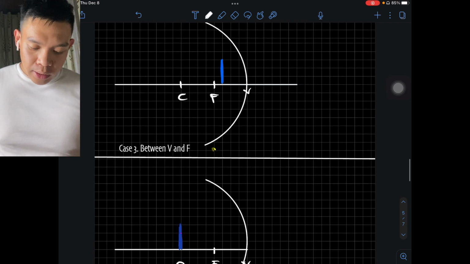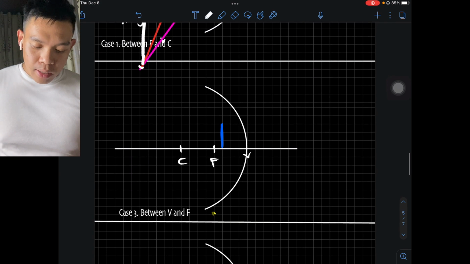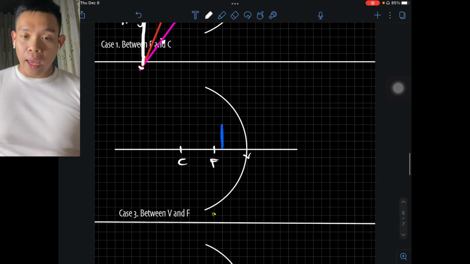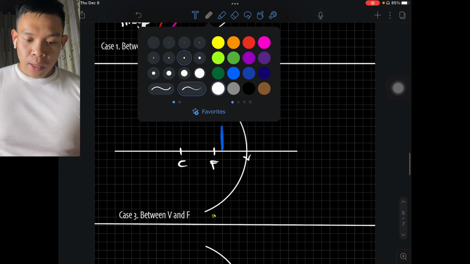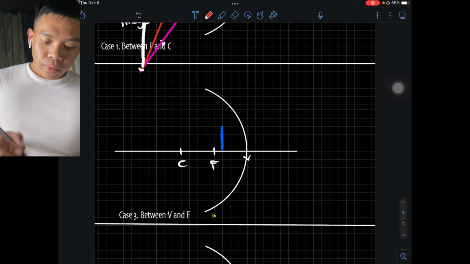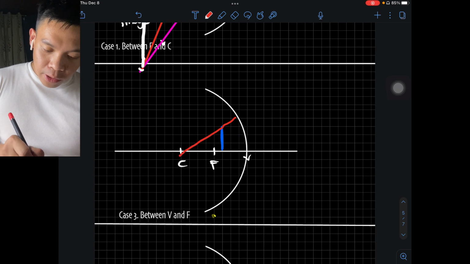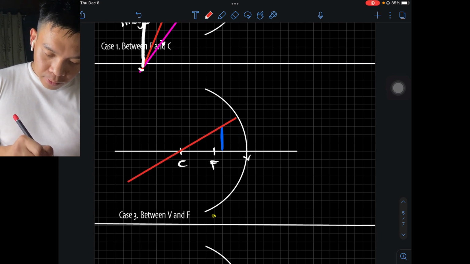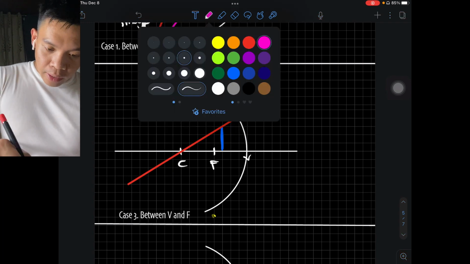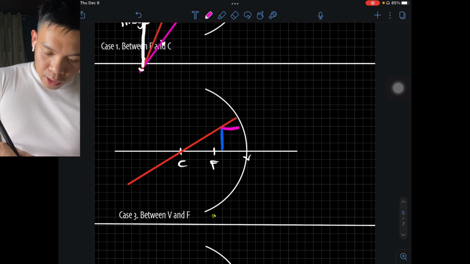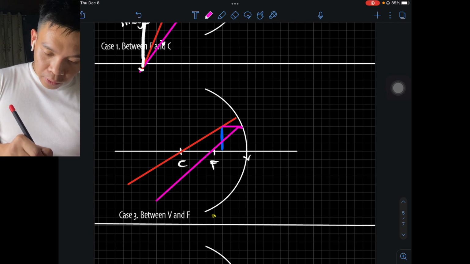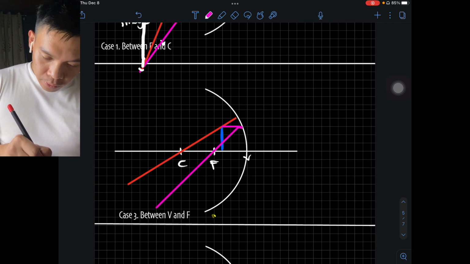How about if the object is between the vertex and the focal point? Let's try to find out. So we all know that it needs to pass the center of curvature. That's our first rule. And our second rule is that it needs to reflect off our mirror from the object going to the focal point. So this is our second rule.